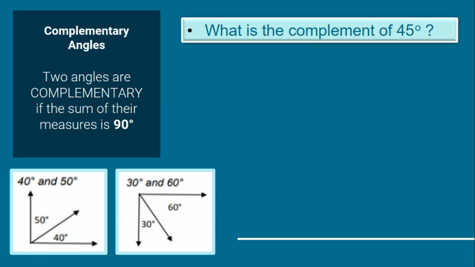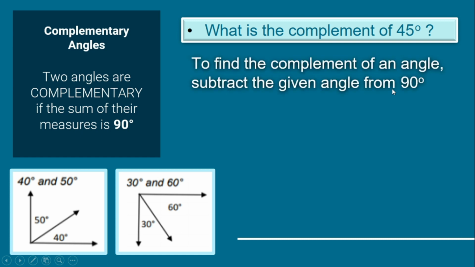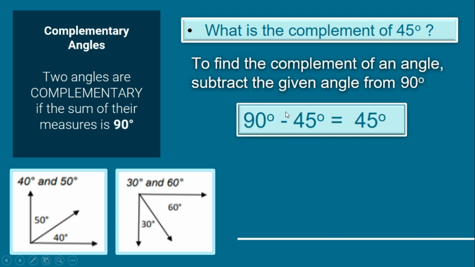But what if I will ask you for the complement of 45 degrees? So, ano daw yung complement ng 45 degrees? So, since complementary angles, the sum of the measurement is 90 degrees, we're gonna look for another angle na pag inadd natin sa 45, magiging complementary angle sila, di ba? So, to find the complement of an angle, just subtract the given angle from 90 degrees. So, we have 90 degrees minus 45 degrees, so that will give us 45 degrees. Therefore, the complement of 45 degrees is 45 degrees.